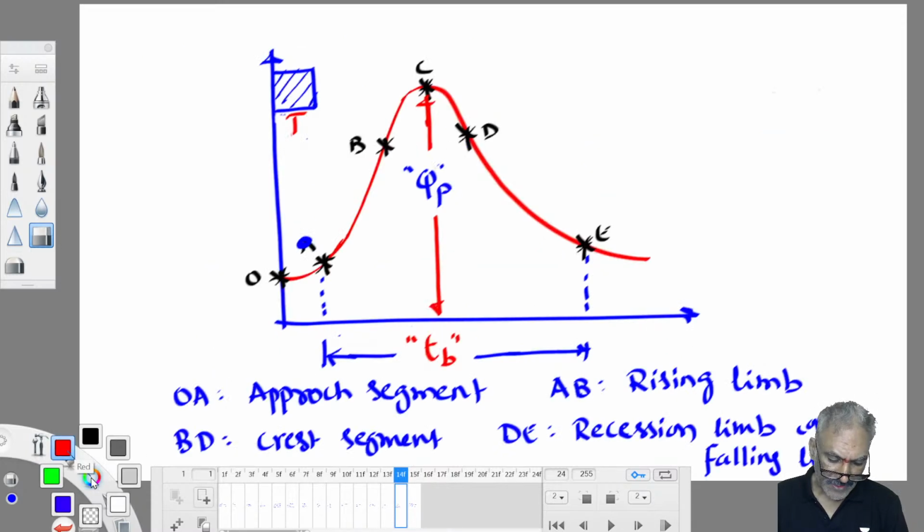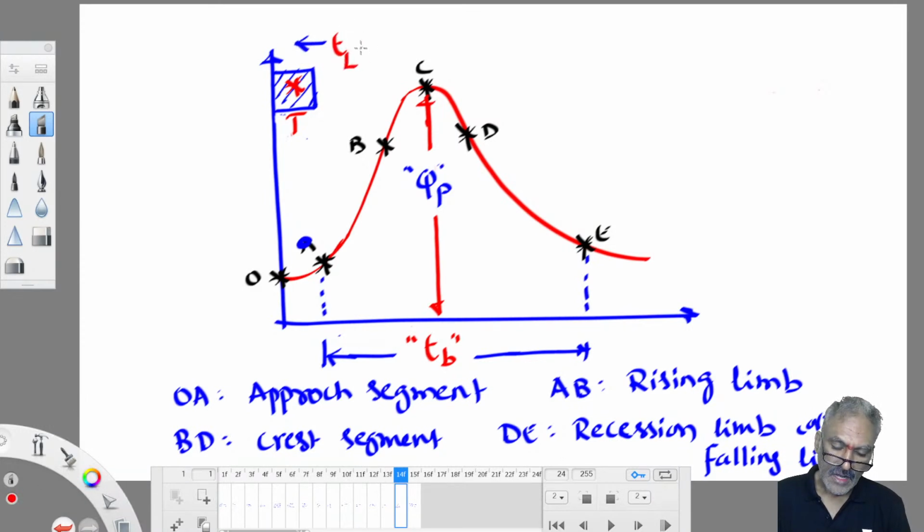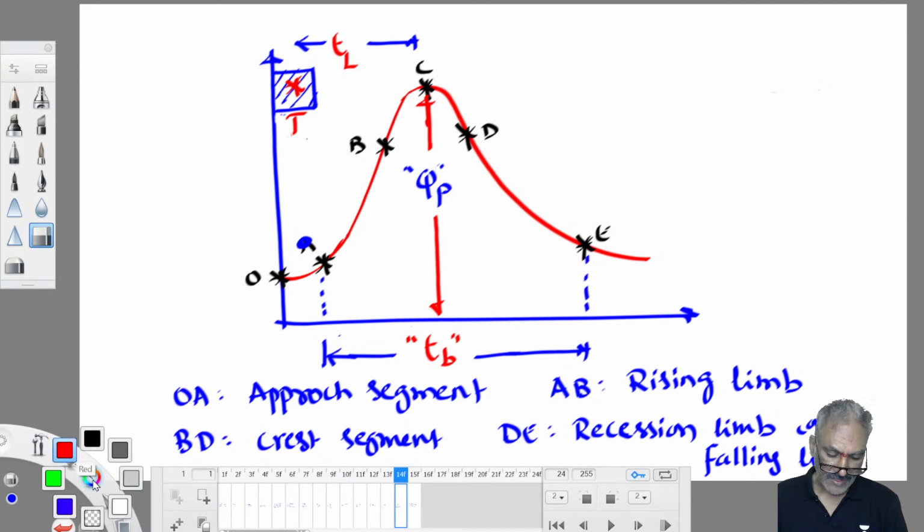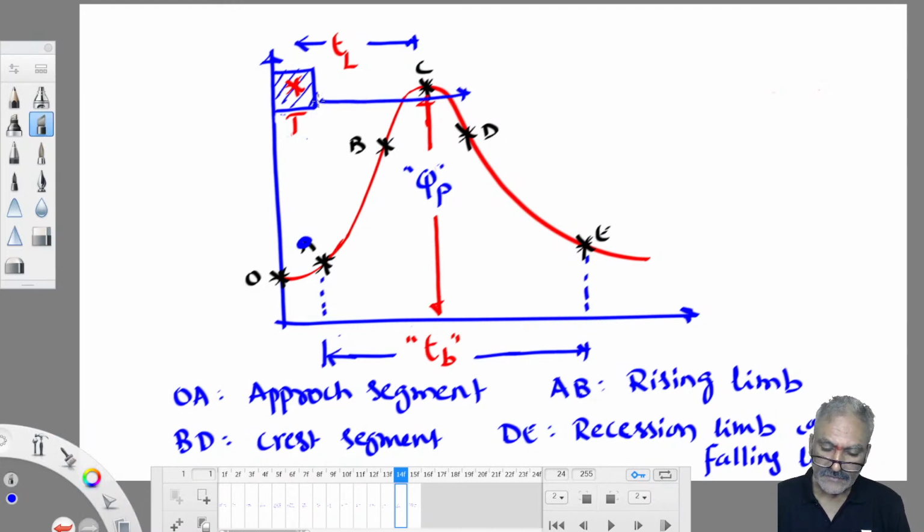Then from the center of storm to the peak of hydrograph is called lag time. Center of storm to peak of hydrograph. This is called time lag, TL or TP. We call it lag time. Okay? From the end of storm to the end of direct surface runoff is called time of concentration. From the end of storm to the end of surface runoff. That means this time is called time of concentration.